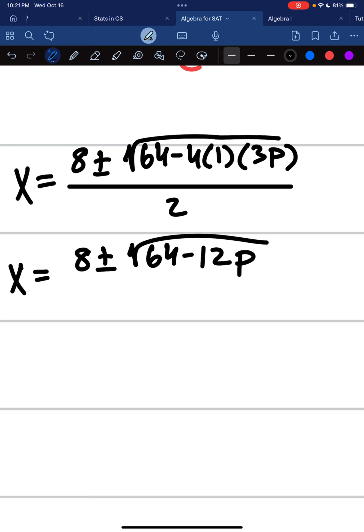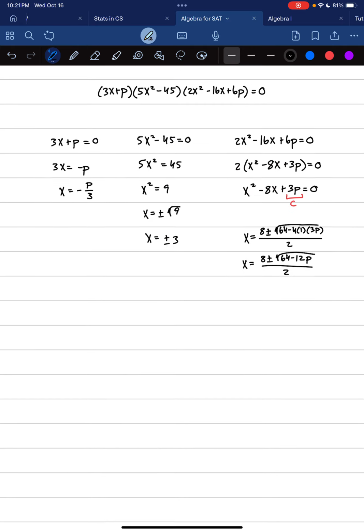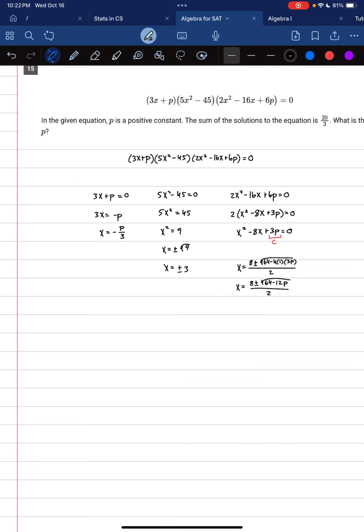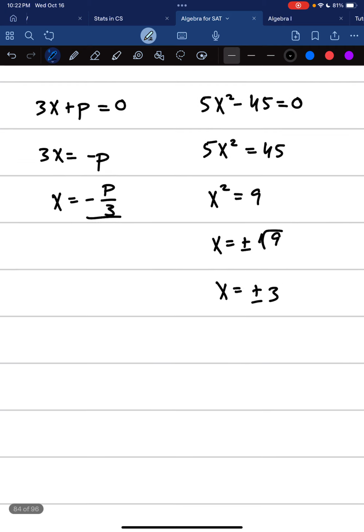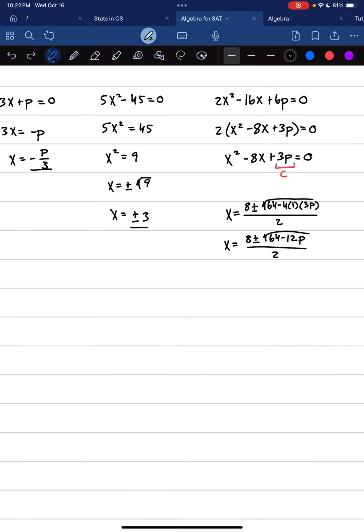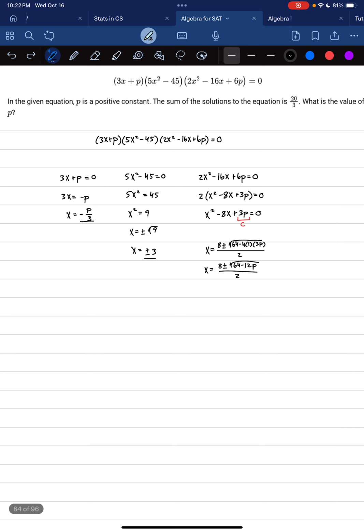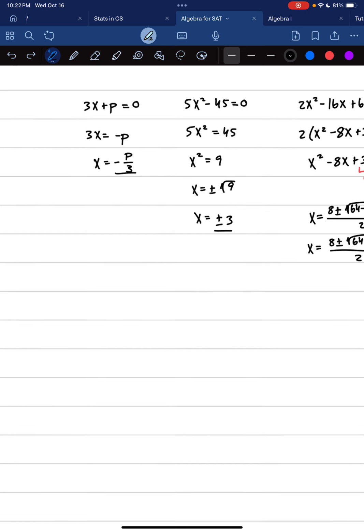Let's see, yeah, that's correct, over 2. So these are our other two solutions, I guess. So our solutions now are negative p over 3, plus or minus 3, and all of that. So what we can do now is go ahead and add them all up, because we know that the sum of these solutions is 20 over 3.